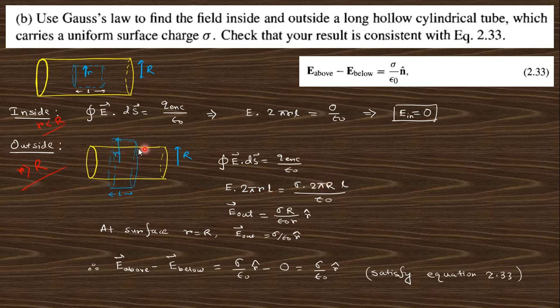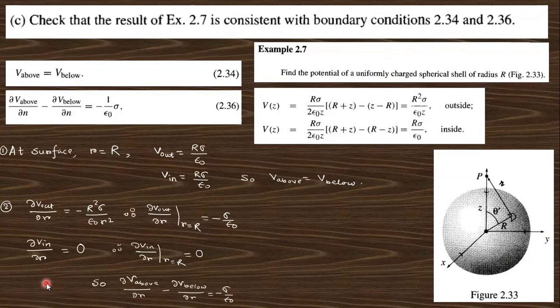This is small r and charge within this capital R, so if you put this, this will be the electric field, and at the surface small r equal to capital R, then this will be sigma by epsilon naught n. Then the inside electric field will be 0 and outside electric field will be sigma by epsilon naught in r cap, so the difference will be like that, and this also satisfies this equation. Clear? Go to the next one.